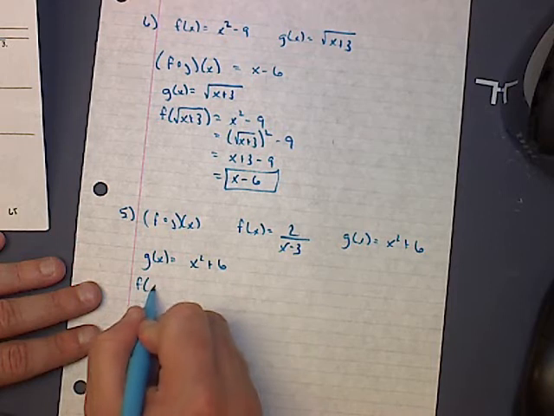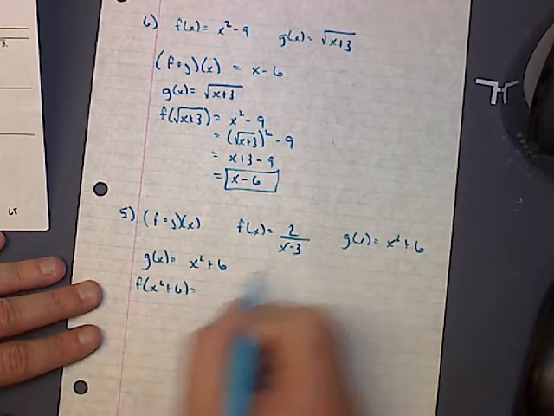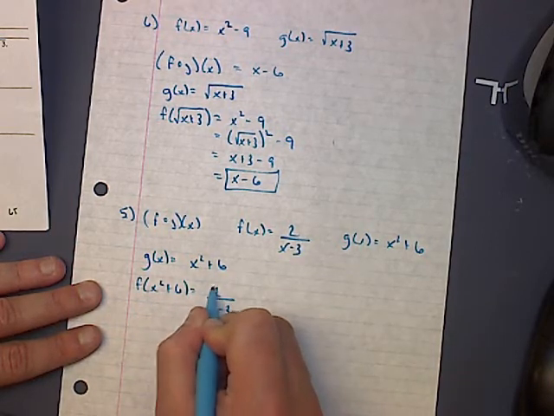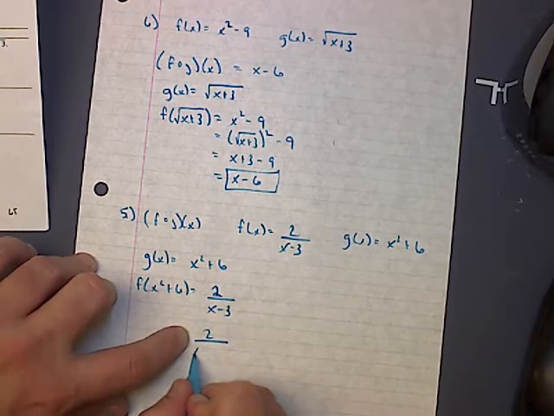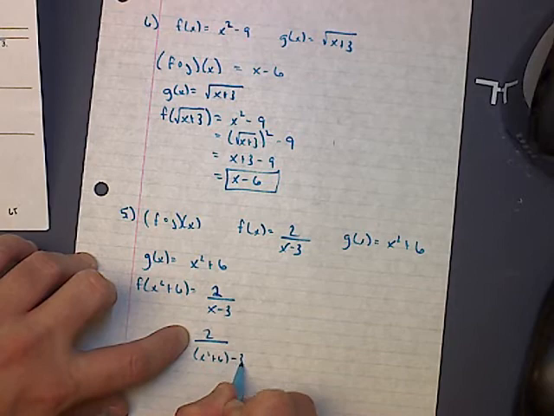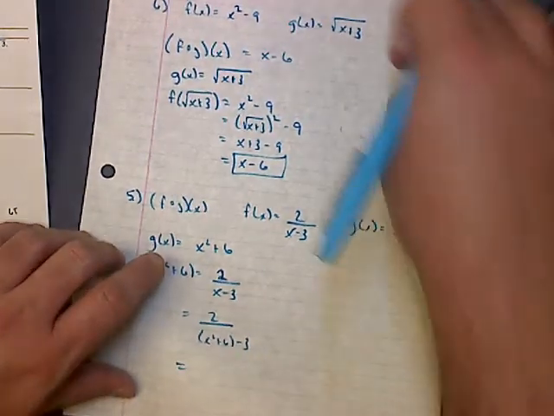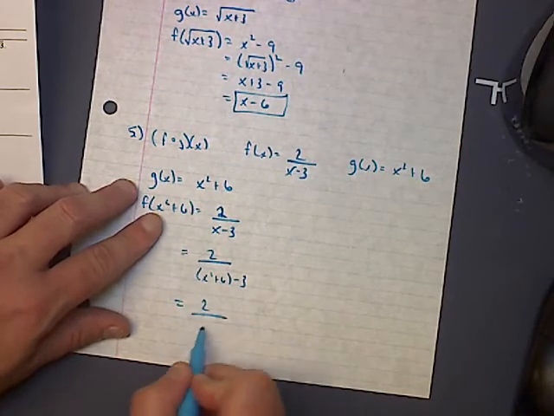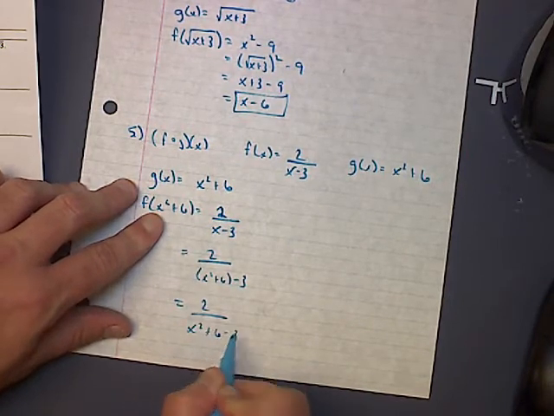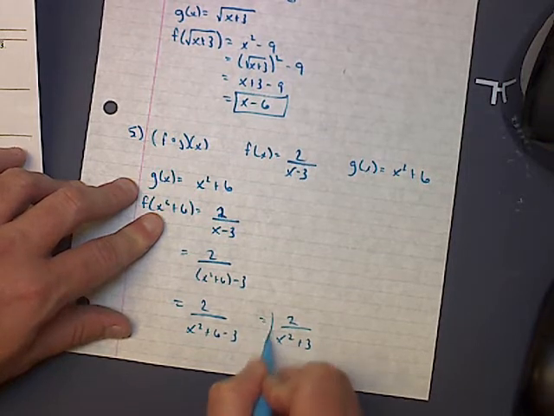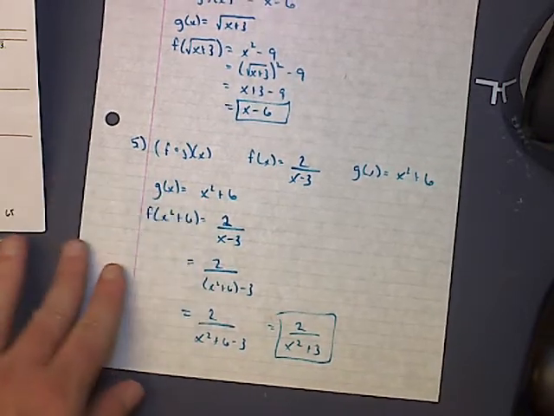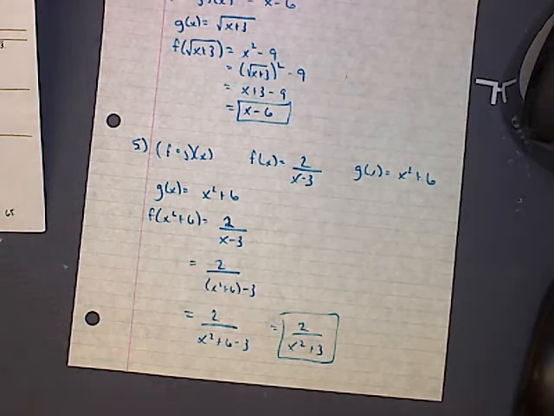Now I take f of this. My f function is this. Take this, plug it in for x. Put it in parentheses because it's replacing the x. Rewrite it without the parentheses, and that gives me 2 over x squared plus 3. That is my answer. Take a moment to look at that.